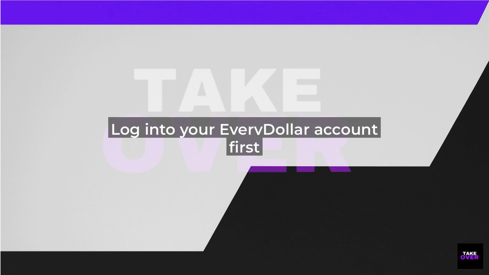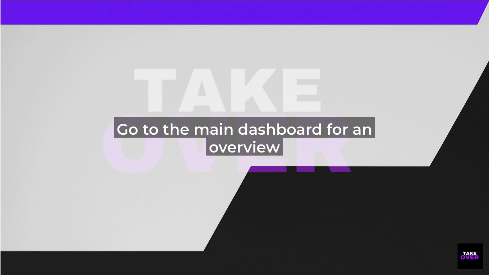Let's dive in. First things first, make sure you're logged into your EveryDollar account. You can do this on the mobile app or the website, whichever you prefer. Once you're in, head straight to the main dashboard. This is where you'll see your current budget overview, including your income, expenses, and categories.